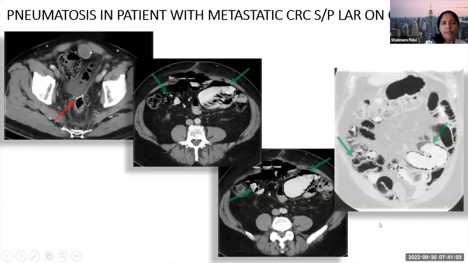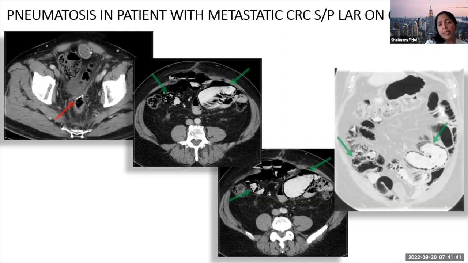This is a patient from our practice with metastatic colorectal cancer who was on cetuximab. The patient was actually just presenting for routine follow-up evaluation for the status of his cancer. The first axial image shows the rectal surgical anastomosis, and this patient has undergone a low anterior resection. And the green arrows on the axial images and then the coronal image reformatted in lung windows show that the patient had pretty extensive pneumatosis involving the small bowel.